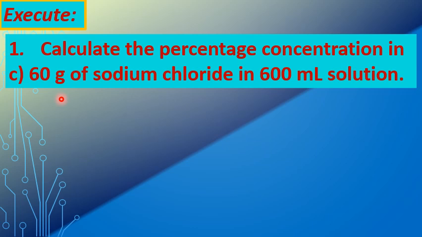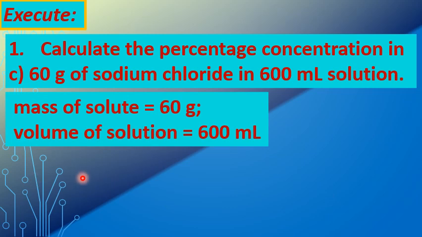So for question 1C, calculate the percentage concentration in 60 grams of sodium chloride dissolved in 600 milliliter solution. Just like in the previous example, the solvent here is understood to be water. So we are given the mass of the solute, 60 grams, and the volume of the solution, 600 milliliters. And our task is to calculate for the percentage mass to volume concentration.